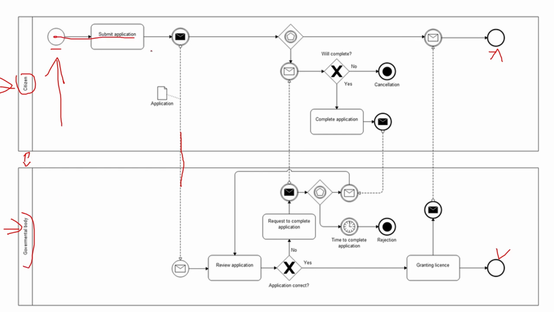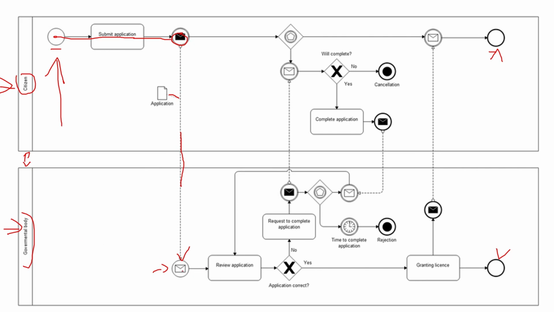We don't know exactly how this is going to happen. This could be just going to the office of the government and handing over a piece of paper. It could be via an app. We don't know here. But what we know for sure is the citizen is submitting an application. Here's a throw message event with the application. So this is going to start over here. So basically, this event is starting this process down here. Okay, so that's the trigger.